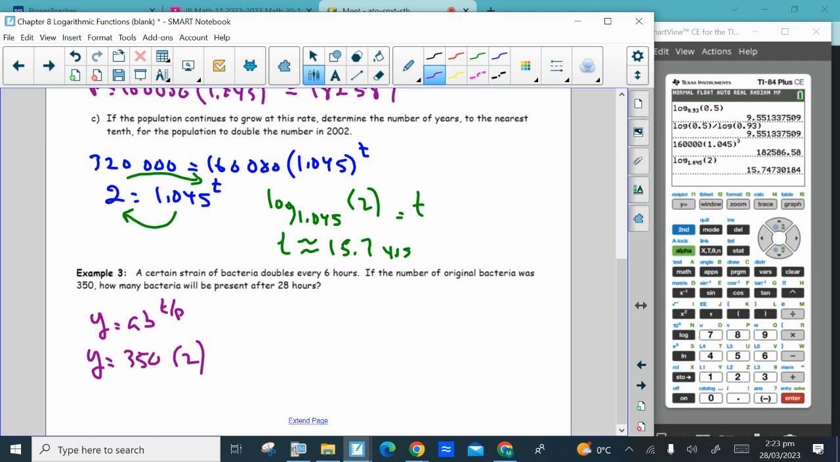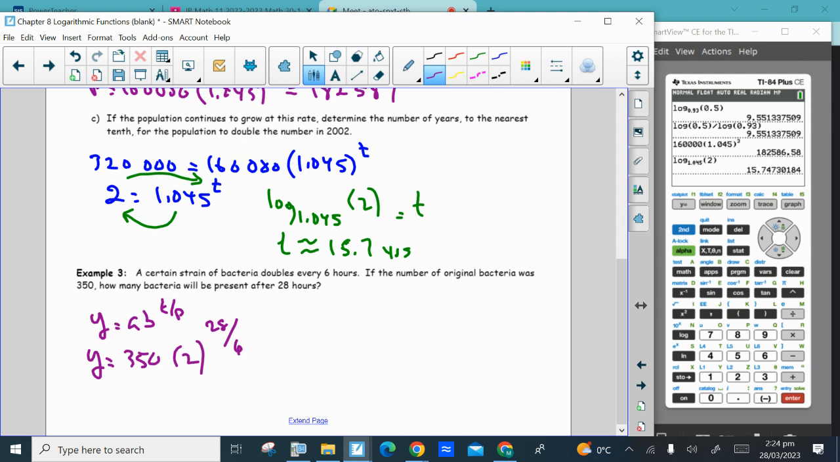T, the time, is 28 hours over P, the growth period, which is every 6 hours. So that's what we would use for our formula.